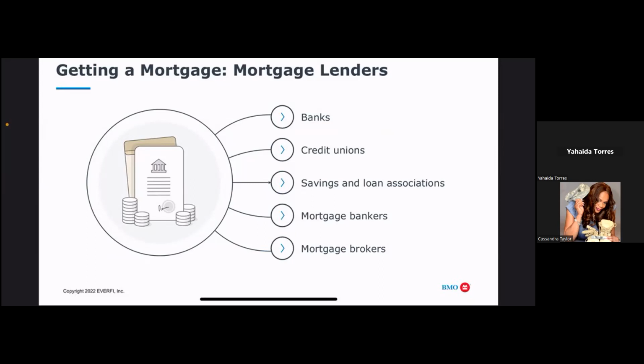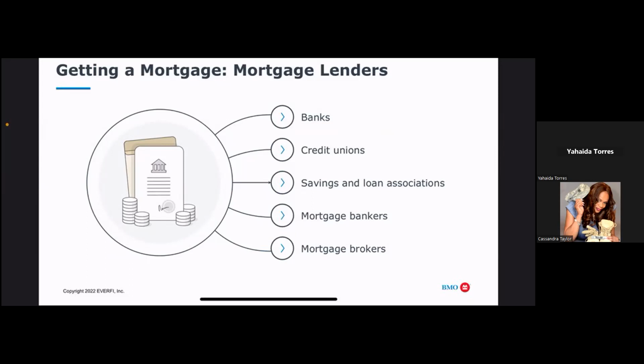Then you're also able to go to a mortgage banker or a mortgage broker. A mortgage banker works for a bank or another financial institution that lends you the money for your mortgage. After originating the mortgage, the lender continues to service it, or they can sell the loan to another organization.